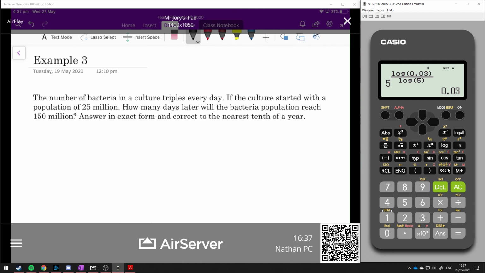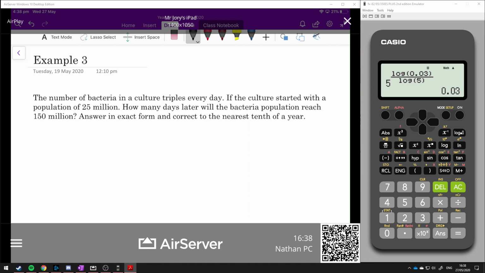The number of bacteria in a culture triples every day. If the culture started with a population of 25 million, how many days later will the bacteria population reach 150 million? Answer in exact form, correct to the nearest tenth of a year.